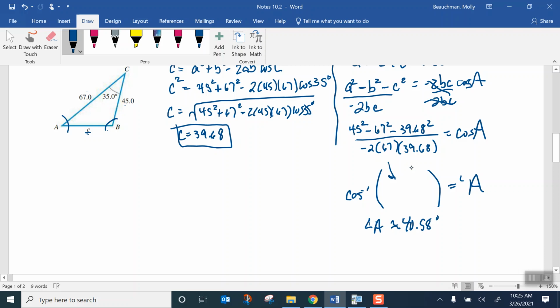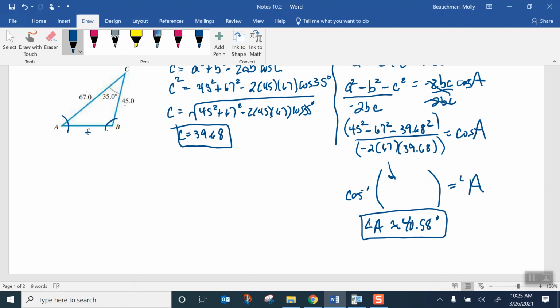Put in as much as you're comfortable in the calculator to make sure you're correct. What we're trying to avoid is rounding errors by rounding too many times in the problem. So once you have angle A, we already know angle C. We know that the three angles in a triangle have to have a sum of 180 degrees. So we take 180 degrees minus 35 minus the 40.58, and that will give us angle B.